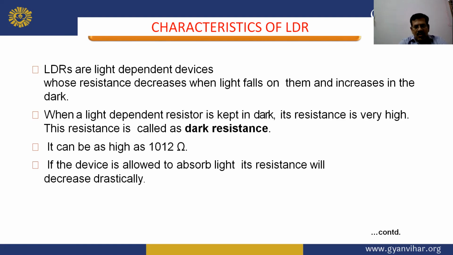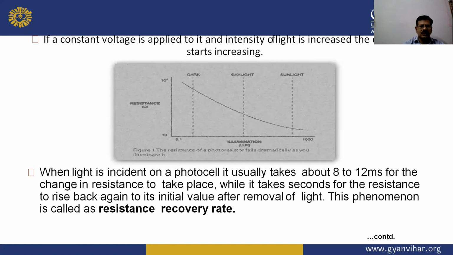If the device is allowed to observe light, its resistance will decrease drastically. If a constant voltage is applied to it and the intensity of light is increased, the current starts to increase.